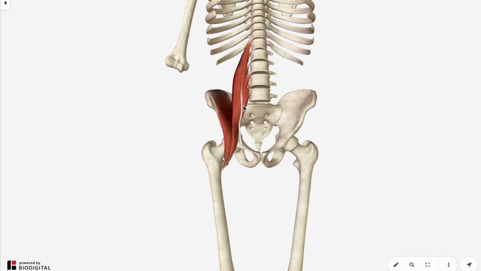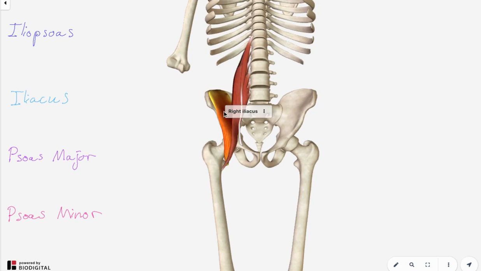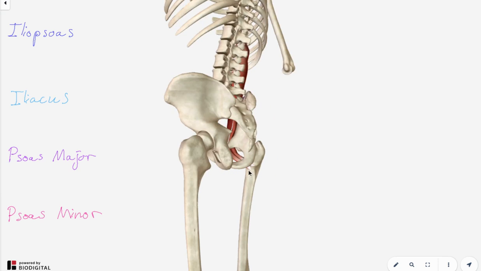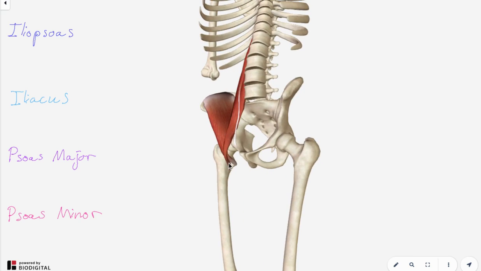The iliopsoas is actually composed of three separate muscles: the iliopsoas, the psoas major, and the psoas minor. The iliopsoas and the psoas major have their origins on the iliac crest and the lower six vertebrae, T12 through L5 respectively, and have a common insertion via a common tendon on the lesser trochanter of the femur.